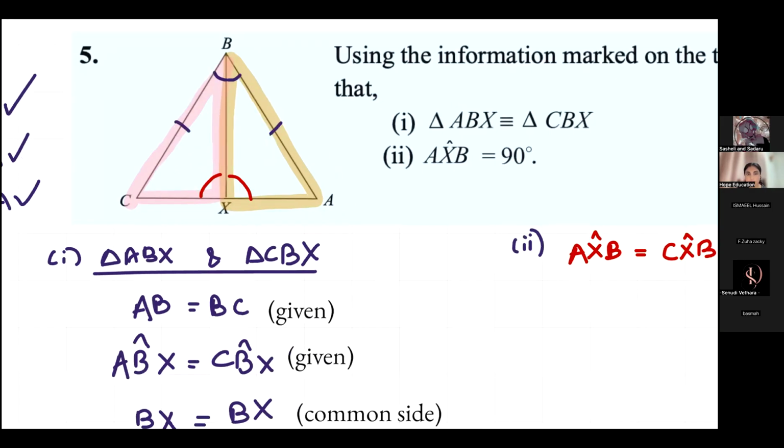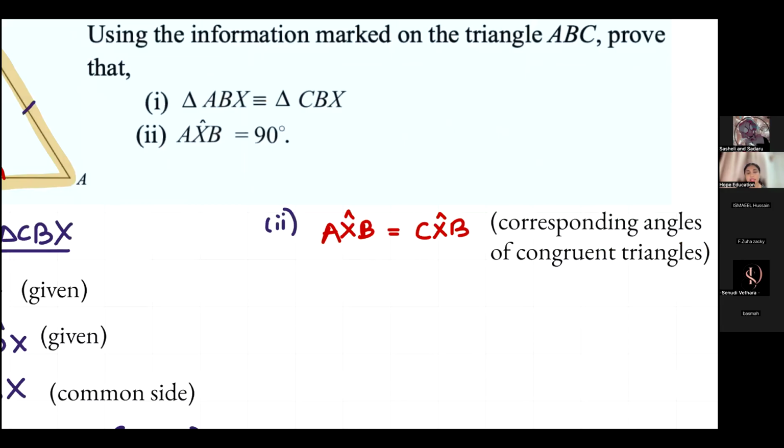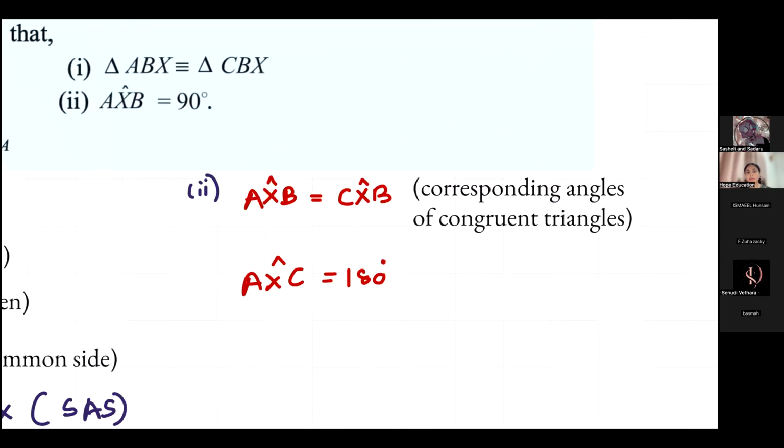The straight line means this, no? So I write AXC. This angle is AXC. It's a straight angle. AXC is 180 because it is a straight line.